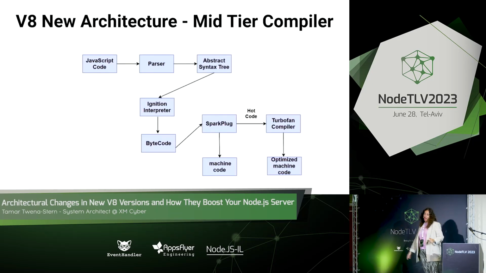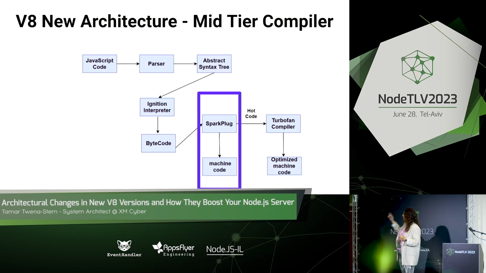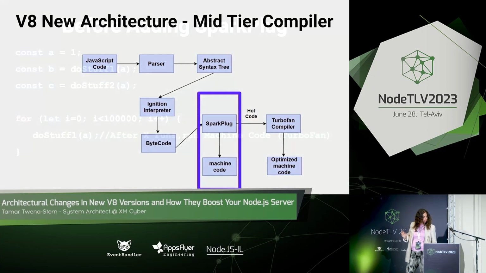So, look, we have a new change that they did. We have a new component in our pipeline. That component is called SparkPlug. SparkPlug is generating machine code for every bytecode that the Ignition interpreter is generating. So Ignition is generating a bytecode, and immediately, in the background, SparkPlug creates machine code which is non-optimized.